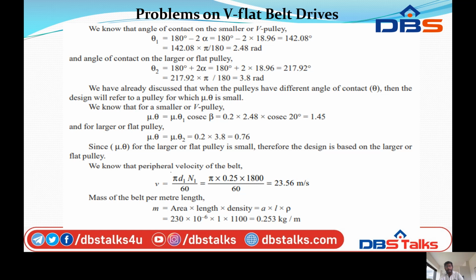Next, we can calculate the mass of the belt per meter length. So m is equal to area into length into density. Area is A, length is L, density is rho. Substituting the values, area is equal to 230 into 10 power minus 6, L equal to 1 meter, density is 1100. So we can calculate the mass, m is equal to 0.253 kg per meter. This is the mass of the belt per meter length.